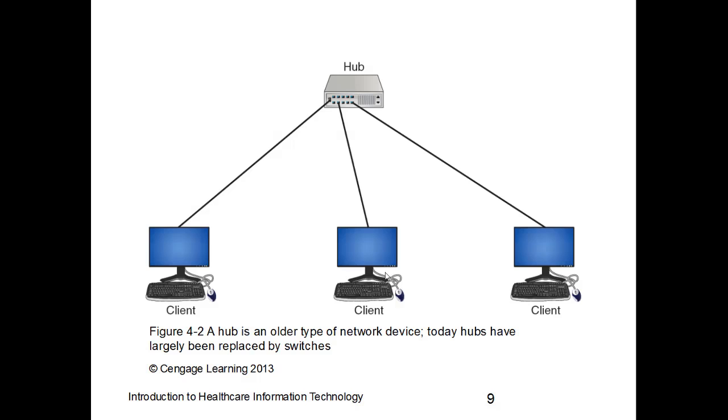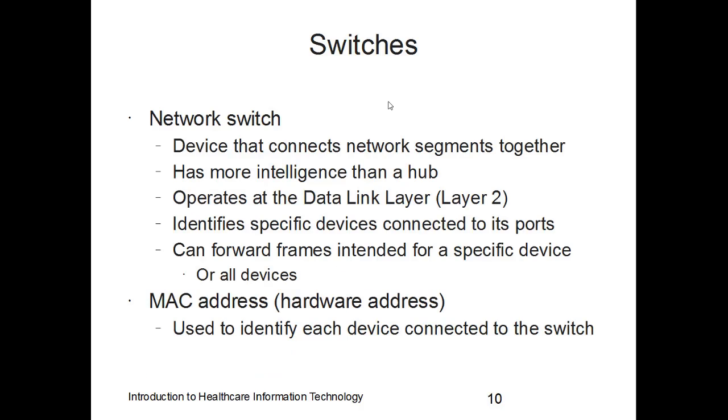Here you have 3 desktop computers, all connected to one hub device. Now a network switch is a device that connects network segments together. And this has much more intelligence than a hub would. This works at layer 2 of the OSI model, the data link layer. This will identify specific devices connected to its ports. And it can forward frames intended for a specific device or to all devices.